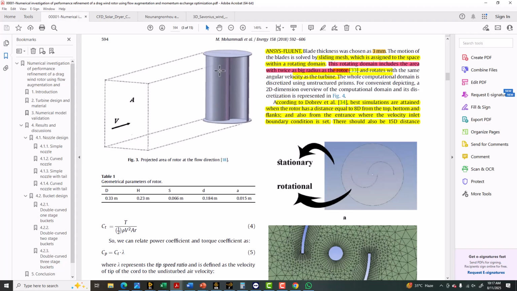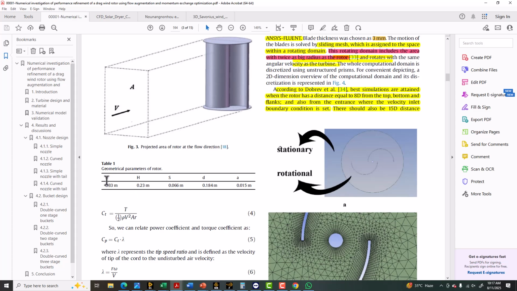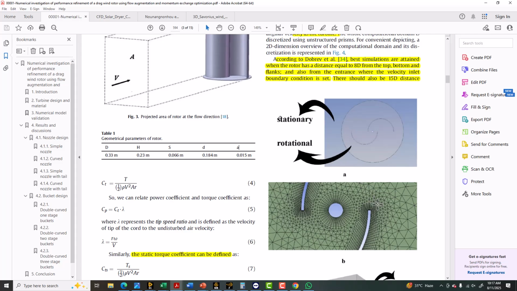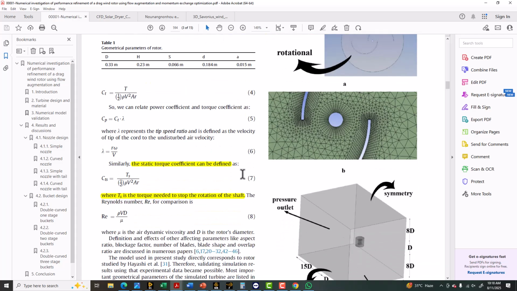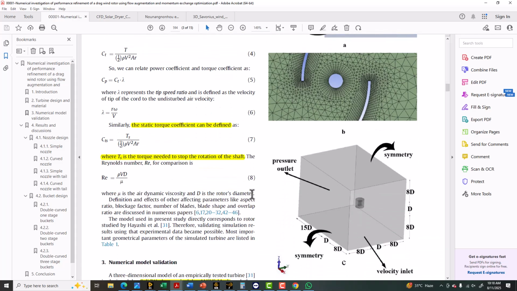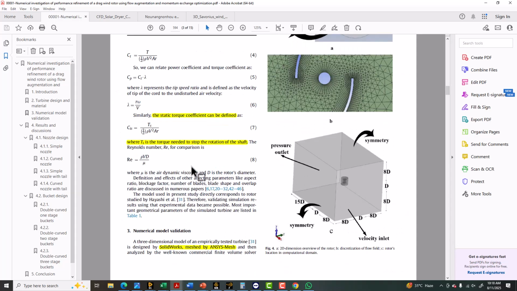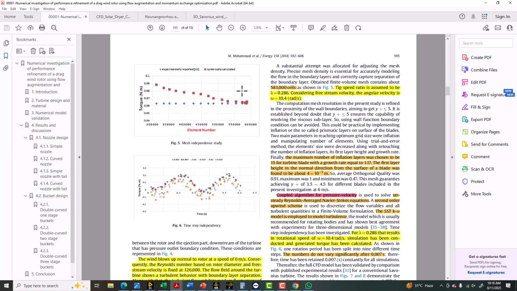So here, if you take a look, you can see that the dimensions are given: diameter, height, the spacing, the diameter of the bucket, and the diameter of the shaft. And if you take a look, the mesh is also shown here. What we did is that the domain shape is slightly different, more optimized, and we got it from different references. The mesh size built in this paper is 583,000, but in our case this is around 2 million cells.